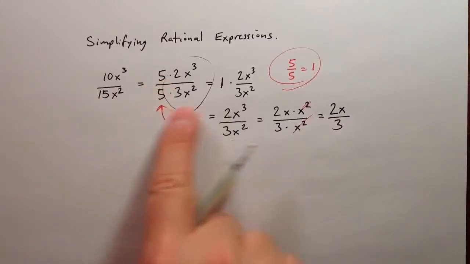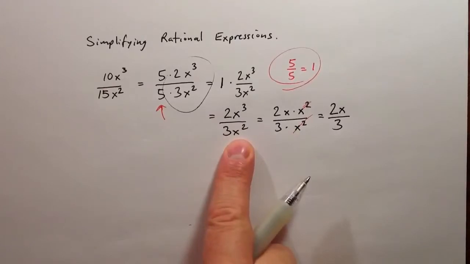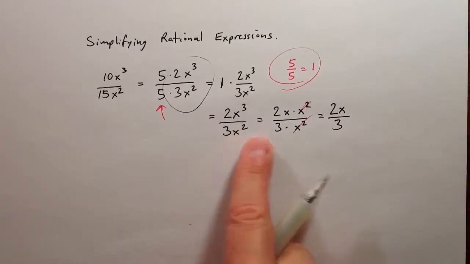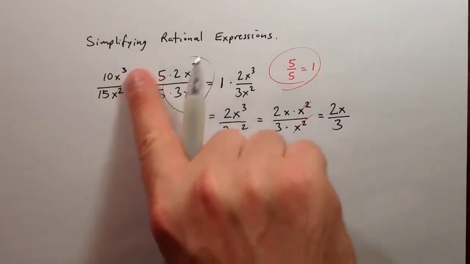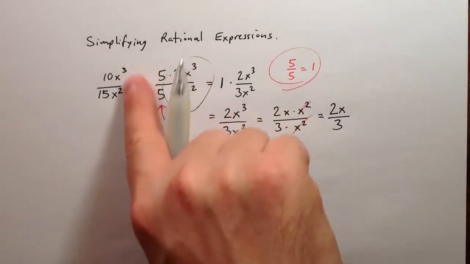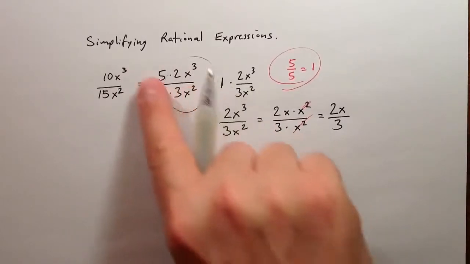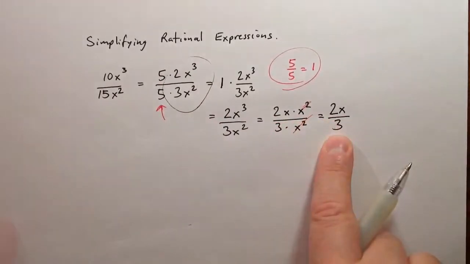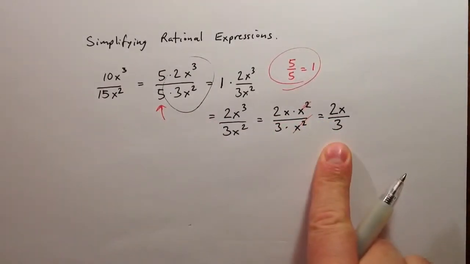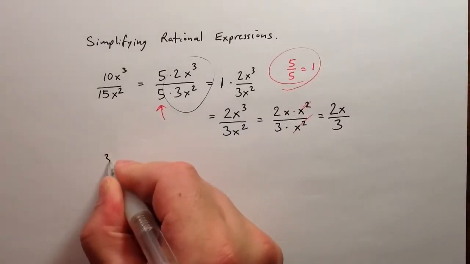So looking at number factors, if there's a common number factor among the coefficients, I can cancel that. So the 5 over 5 became 1, and I could simplify the expression by removing that factor. And in a similar way, if we have a variable, I can take the smaller exponent from the top and the bottom. So we can cancel 2 x's from the top and the bottom, and it leaves 1 x behind, and the expression becomes 2x over 3. So I'm going to look at a couple other examples of this.